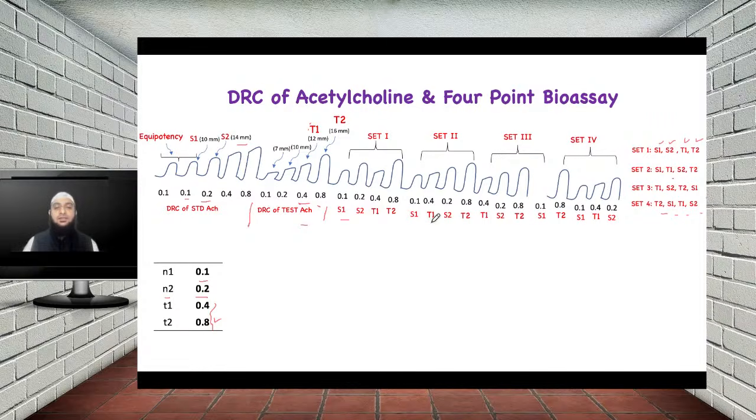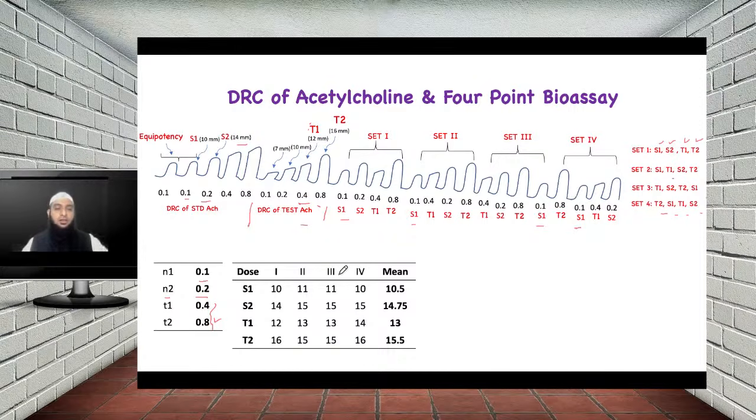So now you can see this is 1, this is 2, this is the third S1 response, and this is the fourth S1 response. So you are going to measure the height of that particular S1. Once the height measurement is done, you put that in a table. For S1 you can see there are 4 readings: 10, 11, 11 and 10. Then you can take the mean of that.